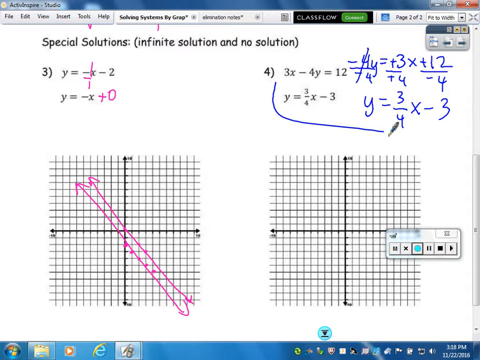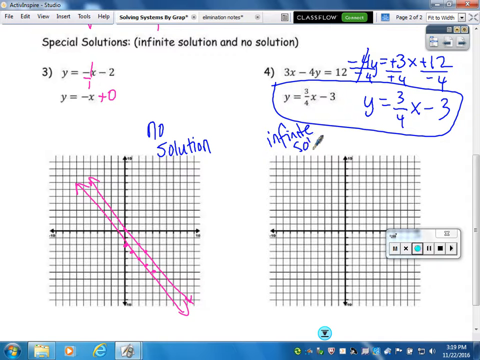Oh look, that's the same thing I had for that other line. So while this one had no intersections, so no solution, this one's going to have infinite solutions because we're going to graph one right over top of the other one.